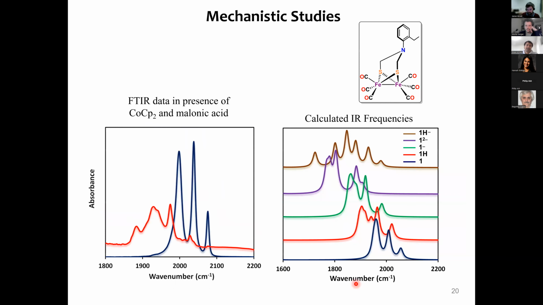Then we performed the IR spectroscopy, FTIR, with complex 1 after addition of excess cobaltocene and malonic acid. And you observe the 4 new bands over here, which match with the 1H species, which is the 1 electron reduced protonated species. DFT calculation also supports the formation of this 1H species. And also we have Mössbauer data, which also supports the formation of the 1H species.